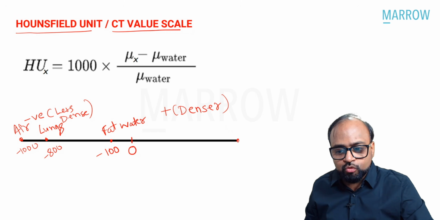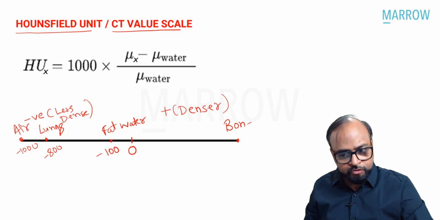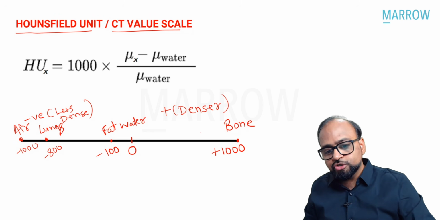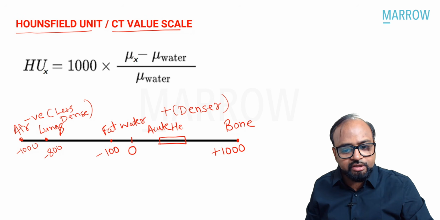On the positive most extreme, you have the densest tissue component in the body. What is that? Yes, correct, bone, at a Hounsfield unit value of plus 1000 HU. Almost all the soft tissues in the body will lie between that of water and bone. One important tissue I want you to know is what is called acute hemorrhage or bleed within any organ.